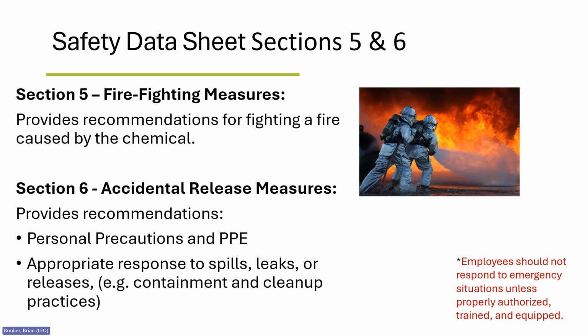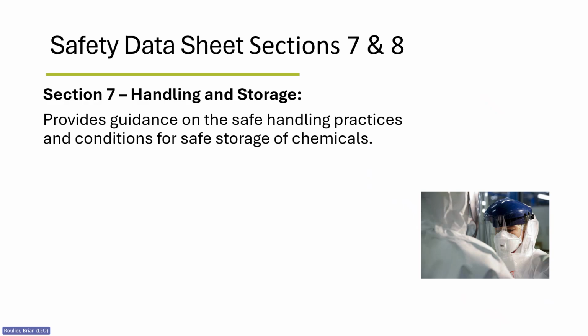Section 6 provides information on the accidental release measures. This includes personal precautions, protective equipment, emergency procedures, and methods and materials for containment and cleaning up. An important note for these sections is that an employee shall not respond to these situations unless properly authorized, trained, and equipped, because injuries or death may occur to those not properly prepared.